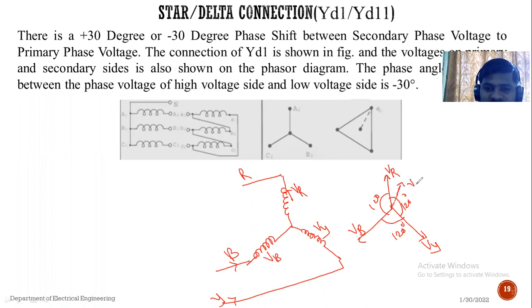Suppose I am writing here, that is VRY. Similarly, it will lag behind VR by an angle of 30 degrees. Similarly, this one will also lag, and this one will also lag. All three have lagged. If we form a delta from these, it will be like this.